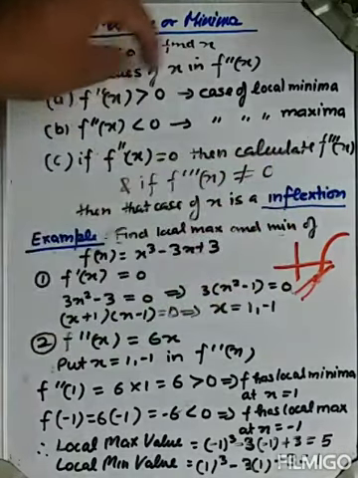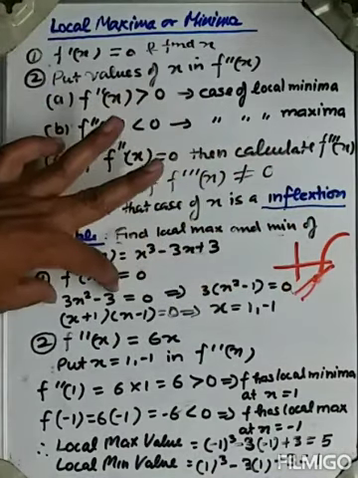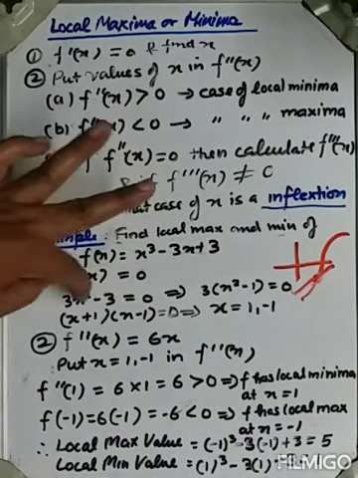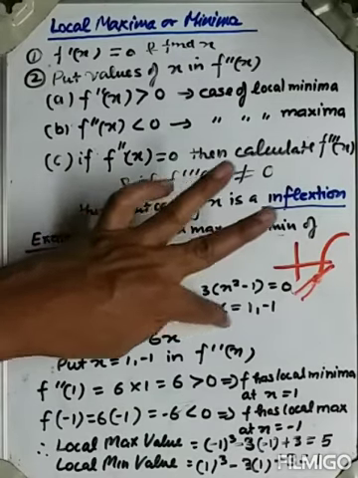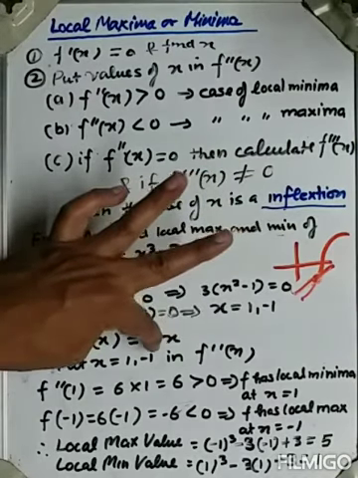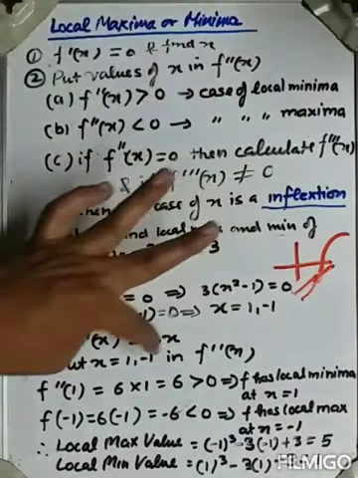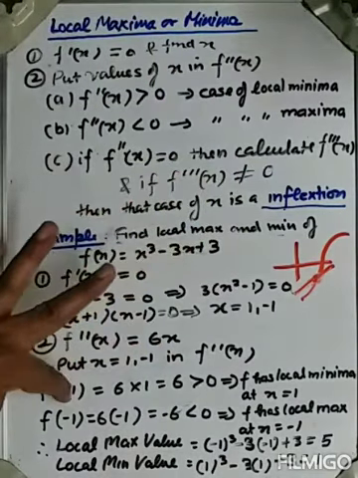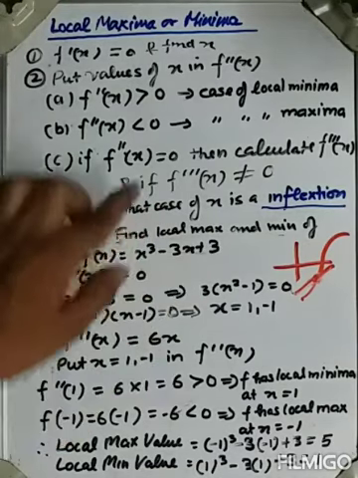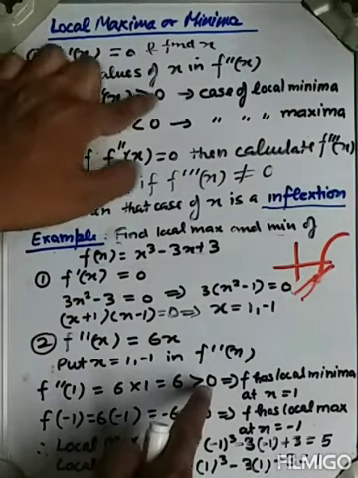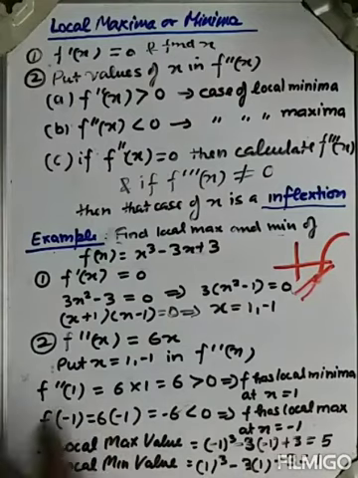Put these values in f double dash x. Now double differentiate this value. This becomes 6x minus 0. So f double dash x is 6x. Put these values of x in the double differentiated value. So putting x equals 1, we are getting 6 into 1, which is 6. See, this is greater than 0. So this is the case of local minima at x equals 1.